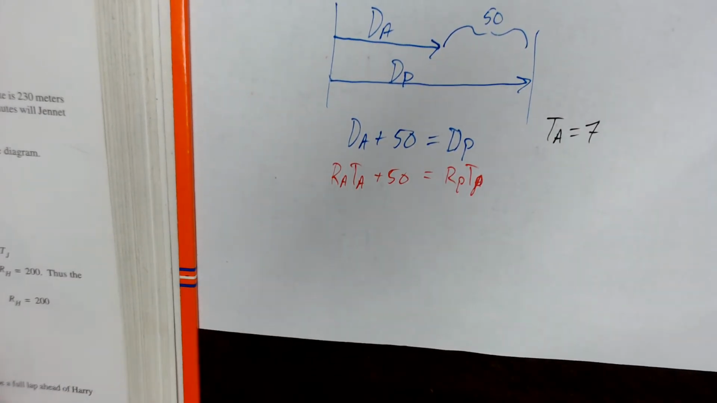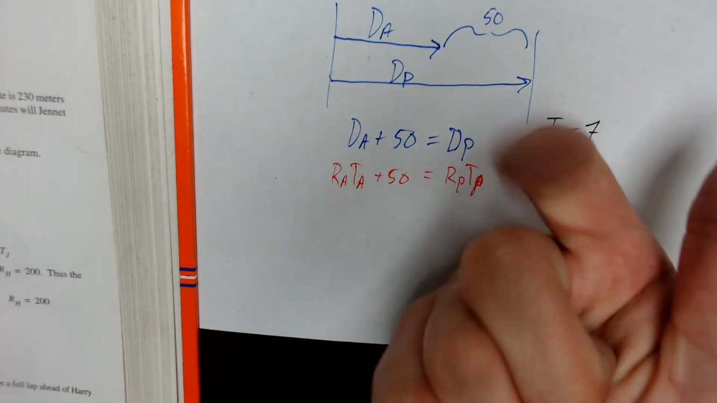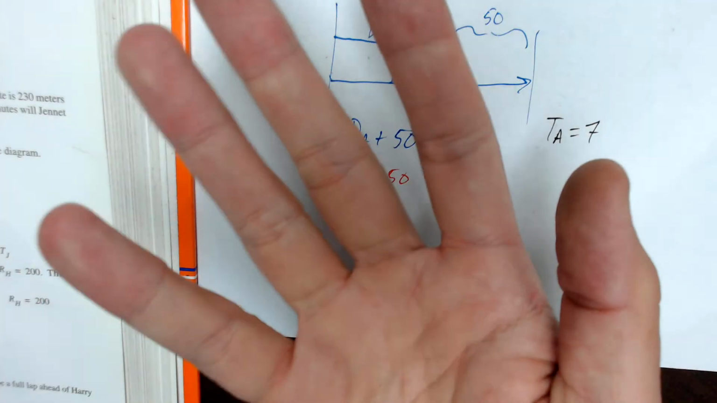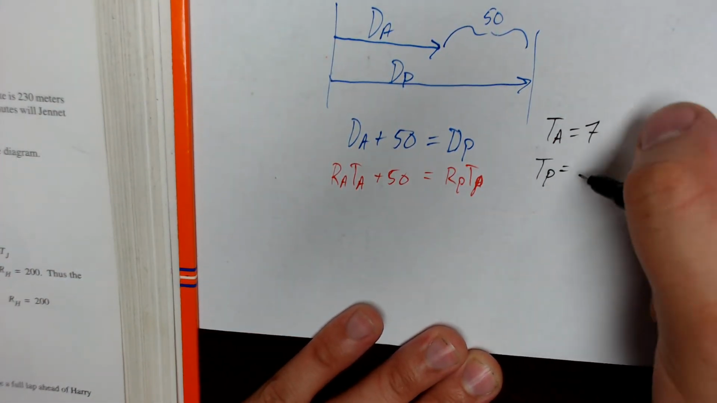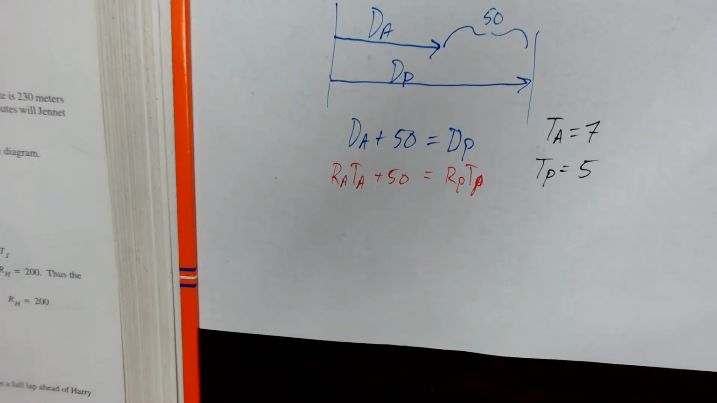Now it says Patroclus didn't leave until 10 p.m. So if we count from 10 p.m., we've got 11 p.m., 12, 1, 2, and 3. So his time is 5 hours, or 2 hours shorter. So time of Patroclus is equal to 5. So that's two things that I can substitute in. That's pretty cool.